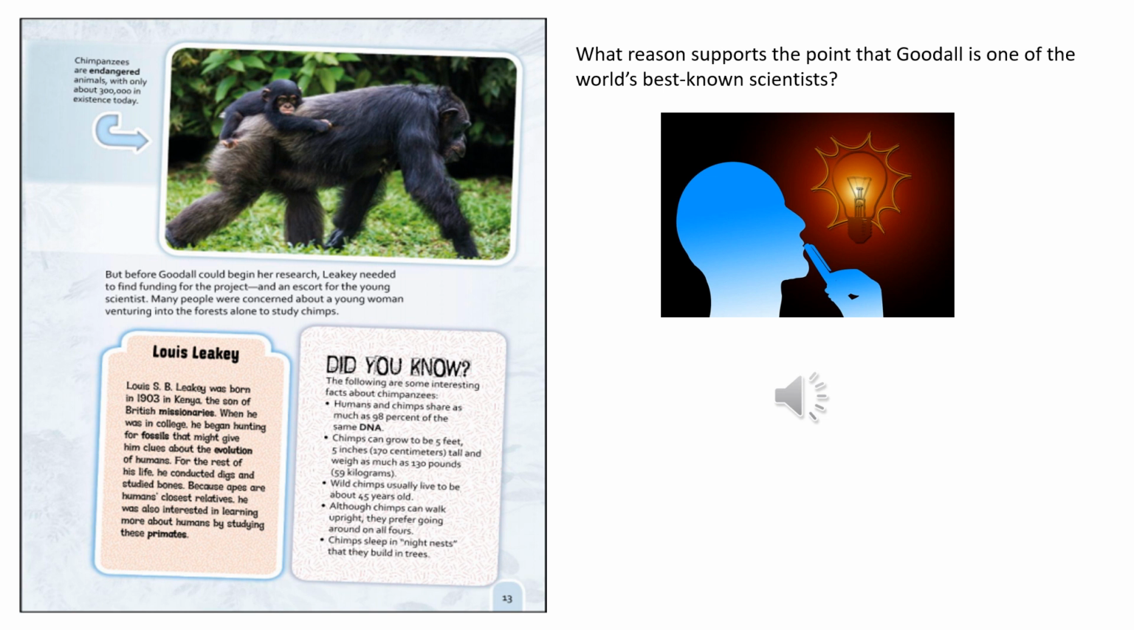Did you know? The following are some interesting facts about chimpanzees. Humans and chimps share as much as 98% of the same DNA. Chimps can grow to be 5 feet 5 inches and weigh as much as 130 pounds. Wild chimps usually live to be about 45 years old. Although chimps can walk upright, they prefer going around on all fours. Chimps sleep in night nests that they build in trees.